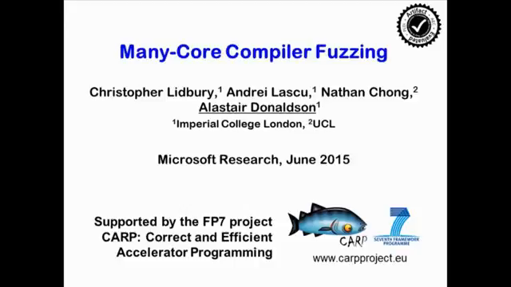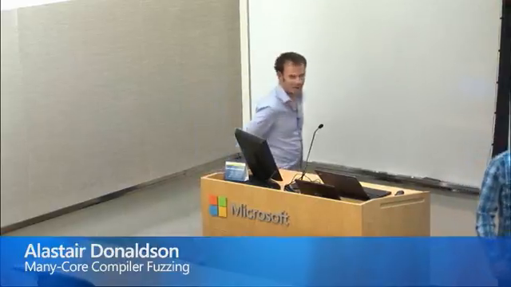Okay, let's get started. It's my pleasure to welcome Alistair Donaldson to MSR today. He's here just for this afternoon. Alistair has collaborated with many of us over a large number of years. He's a professor at Imperial College London, and he has expertise in compilers and program verification and GPUs. And he has recently added compiler fuzzing to his repertoire. Today he's going to tell us about some of his recent work in that direction. Okay, thank you, Shaz.